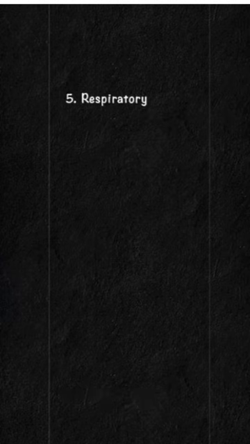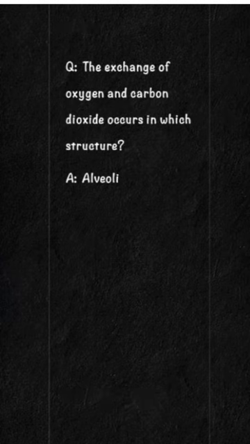Then a question from the respiratory system. The exchange of oxygen and carbon dioxide occurs in which structure? Answer is alveoli. If the options give only lungs, kidney, brain, and so on, you choose lungs. If they mention alveoli particularly, you should choose alveoli.